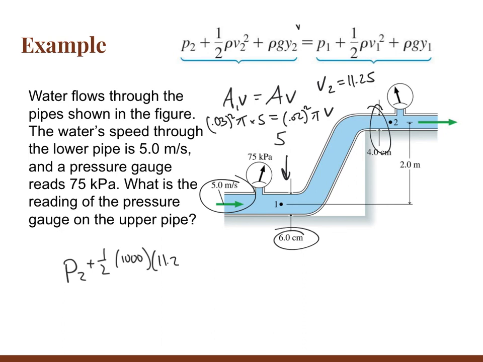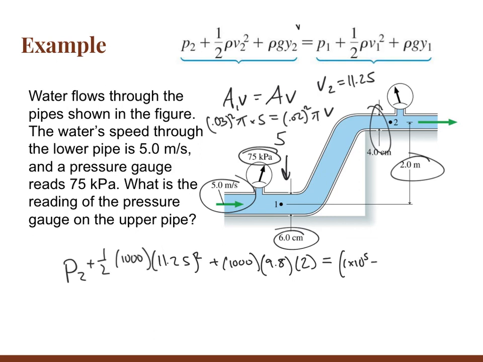So we'll do 11.25 squared there. Plus rho, density of water, is 1,000 again, times gravity, 9.8, times Y2. Y2 is 2 meters. All right, and then this equals the pressure at 1, which is 75 kilopascals. Now, this is a gauge pressure because this is a gauge reading. So we need to add the 1 atmospheric pressure to it, which is 1 times 10 to the 5th plus 75.